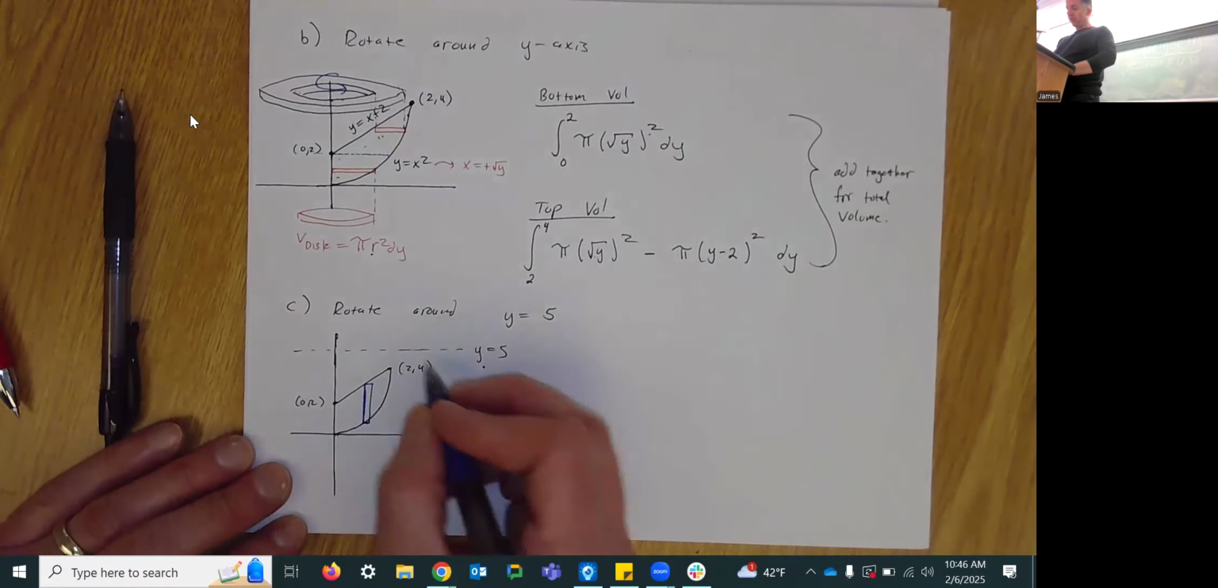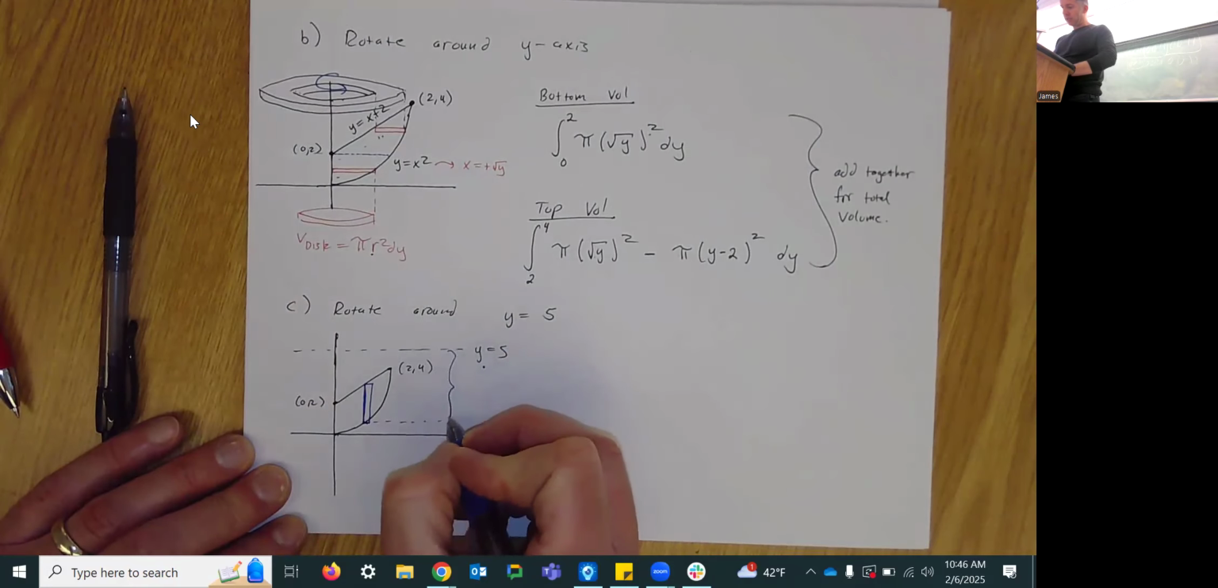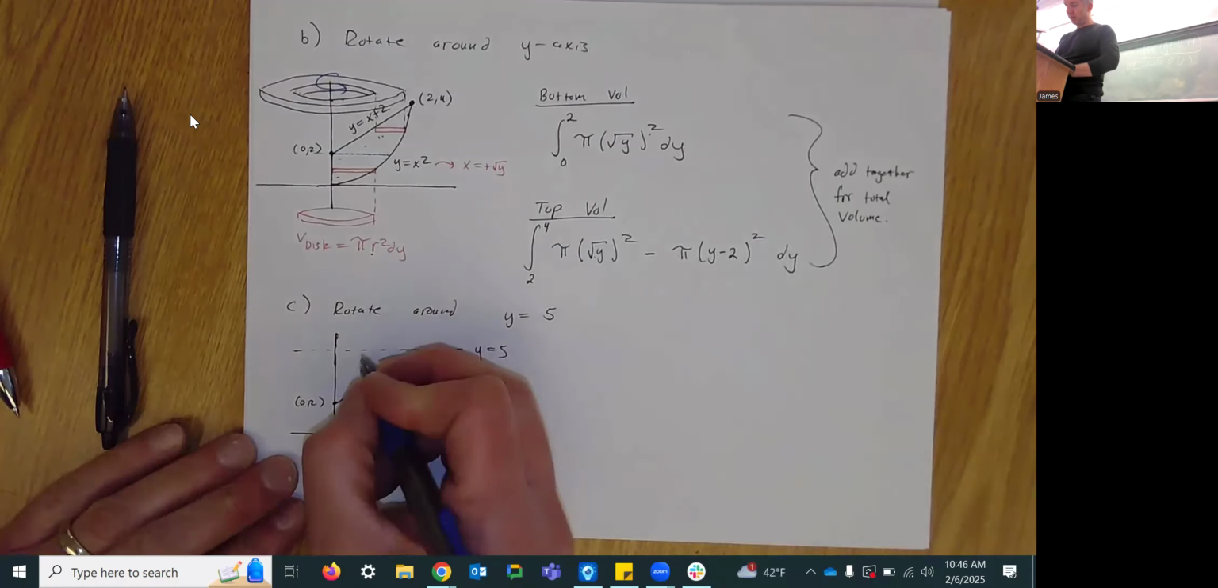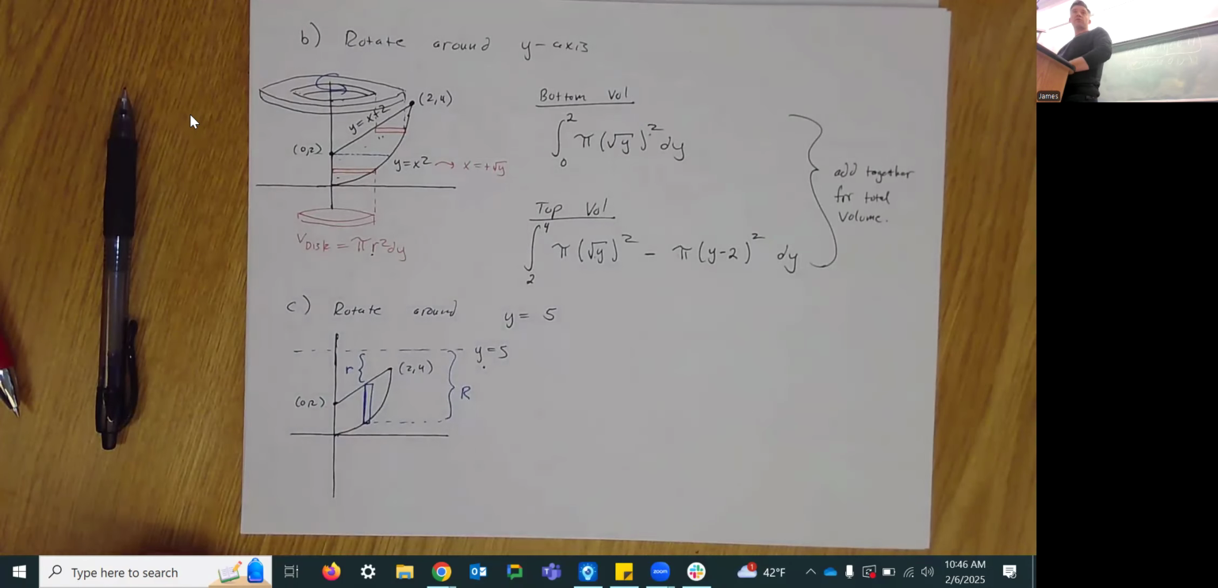And now if we're rotating around this, my outer radius is going to be that, the distance to the function that's further away from the axis of rotation, and the inner radius is going to be this, the distance to the closer function.